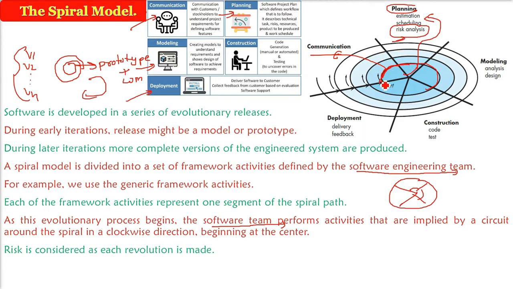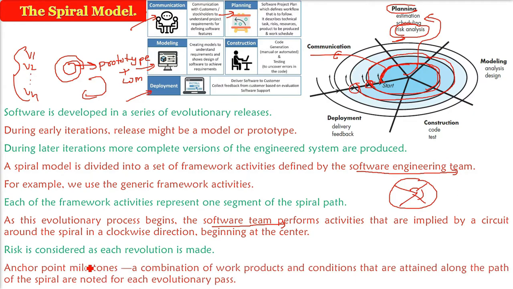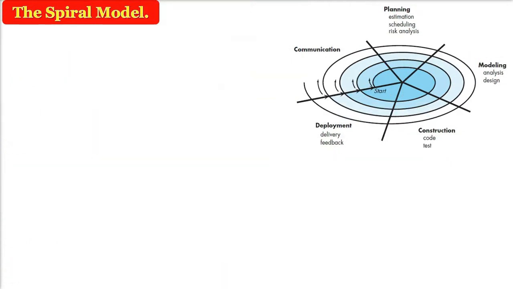Every circle, or every spiral activity, will give a certain result. And every time you have to do the risk analysis. In this case, we are talking about the framework activity. Here we are taking one segment where we will do this risk analysis. And anchor point milestone, as I said, there will be some output, the work product. For one evolutionary pass, that is one spiral you complete, there will be some milestone, some work product, some release version.